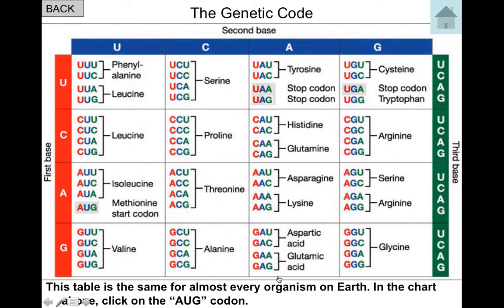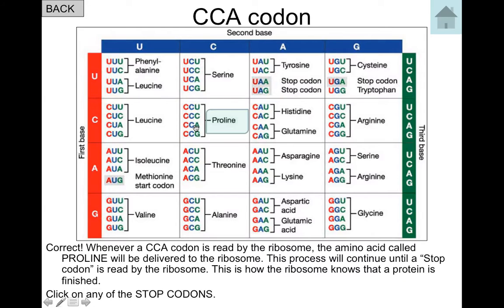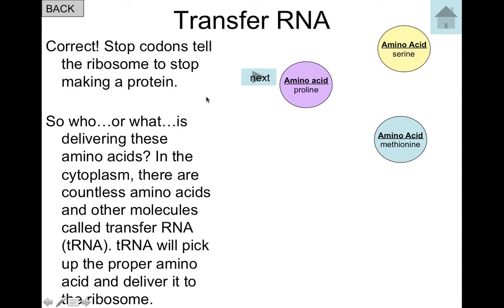And so it says click on the AUG. So we click on AUG. And AUG, it's called methionine, and it is a start codon. Click on CCA. So where is CCA? There's CCA. Click on any of the stop codons. So here's a stop codon, and it tells it when to stop making a protein, not a proton.